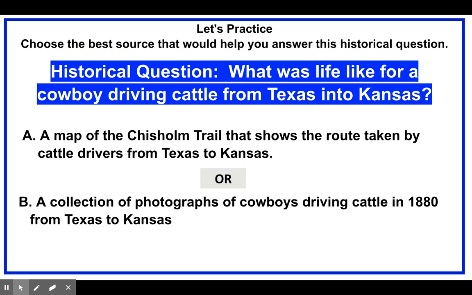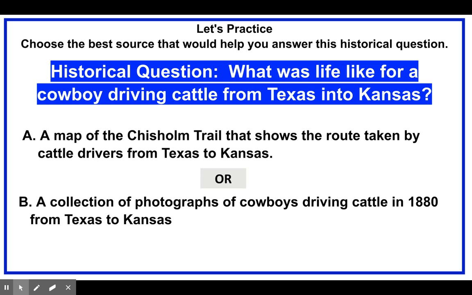The question is, what was life like for a cowboy driving cattle from Texas into Kansas? So I've given you two different sources. Which would be best? A map of the Chisholm Trail that shows the route taken by cattle drivers from Texas to Kansas, or a collection of photographs of cowboys driving cattle in 1880 from Texas to Kansas.